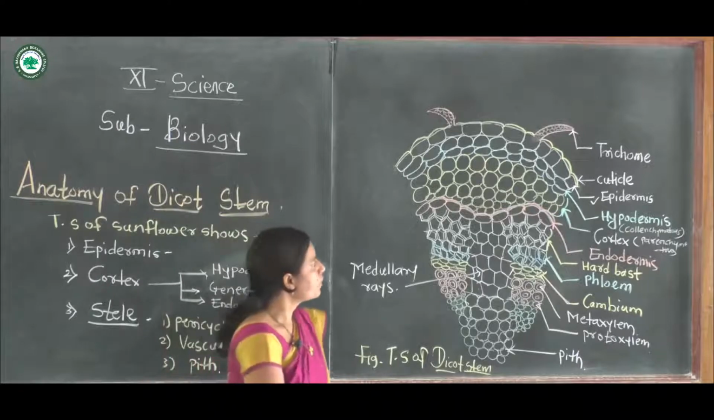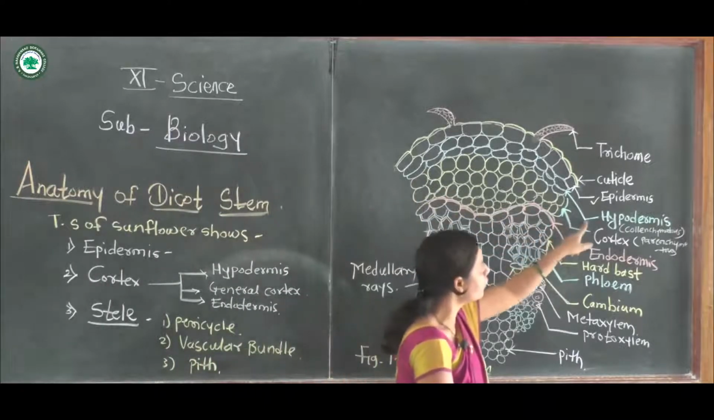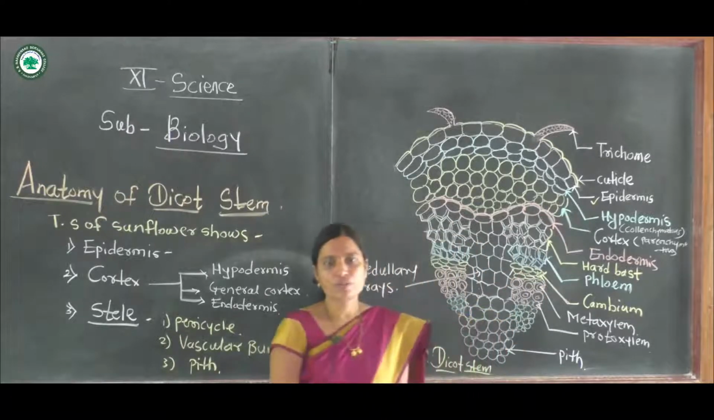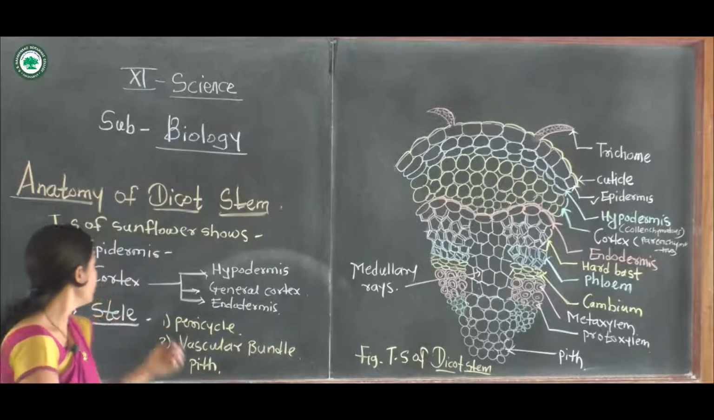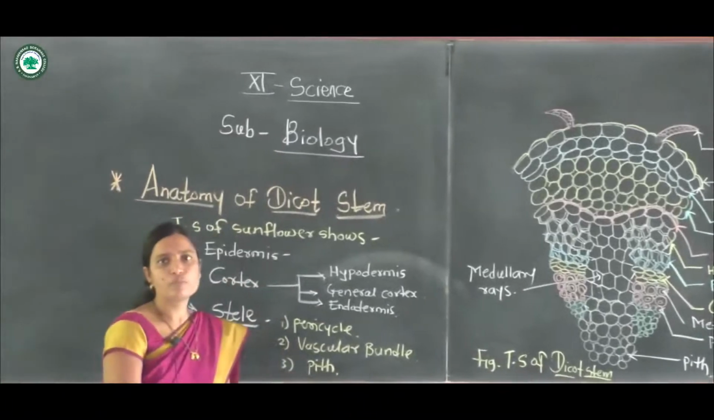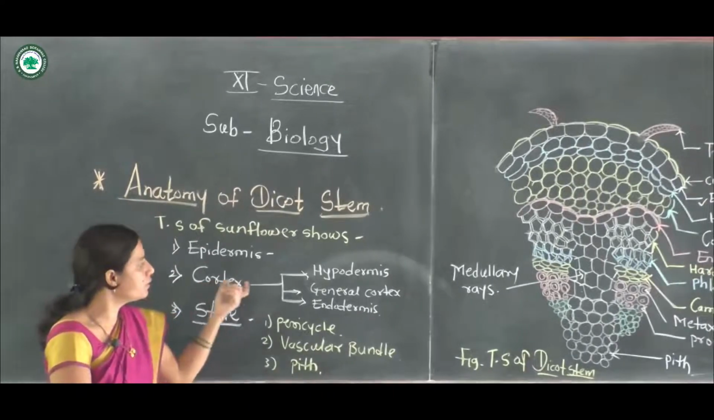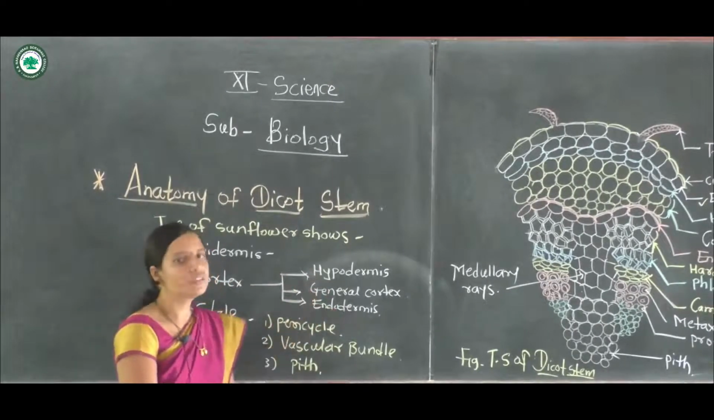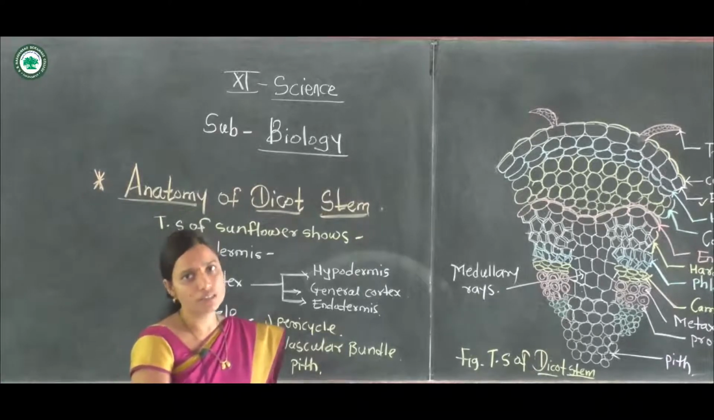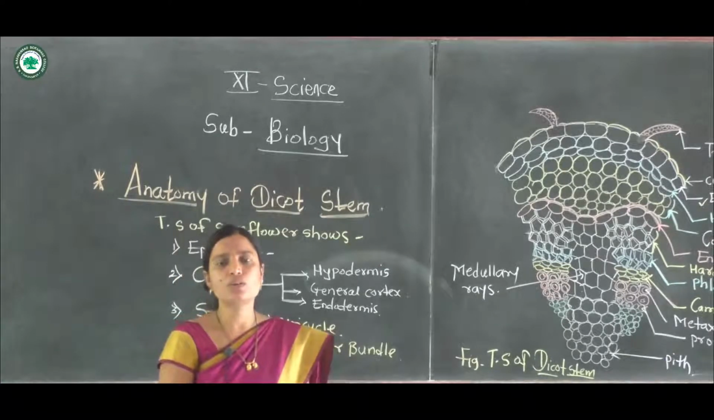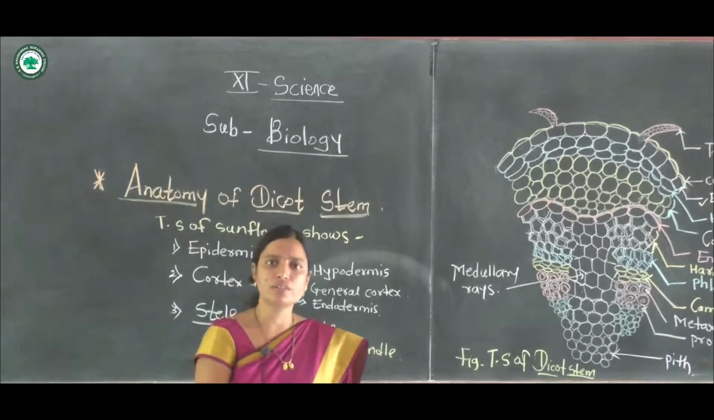Next, below the epidermis is the cortex. The cortex is divided into hypodermis, general cortex and endodermis. These are the three layers present in the cortex region, and the cortex has a several-layered structure.